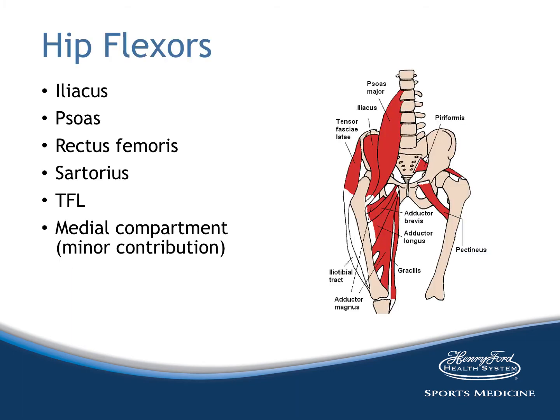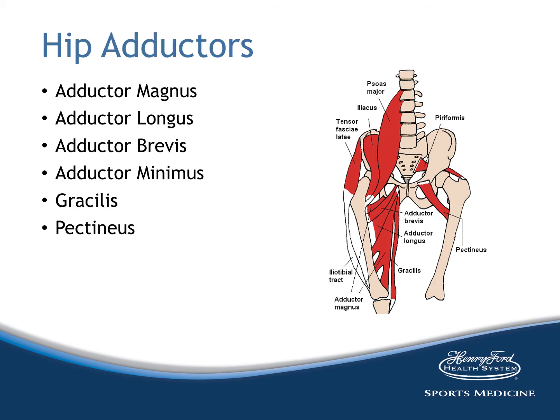The hip region is a very busy place. You have muscles crossing from the trunk down into the lower extremities, muscles crossing from the lower extremities up into the trunk. The iliacus, the psoas, the rectus femoris, sartorius, tensor fasciae lata, and the medial compartment all play a role in hip flexion. The adductors, including the magnus, longus, brevis, and minimus, the gracilis, and the pectineus, are all present as well. And so there's a lot going on.